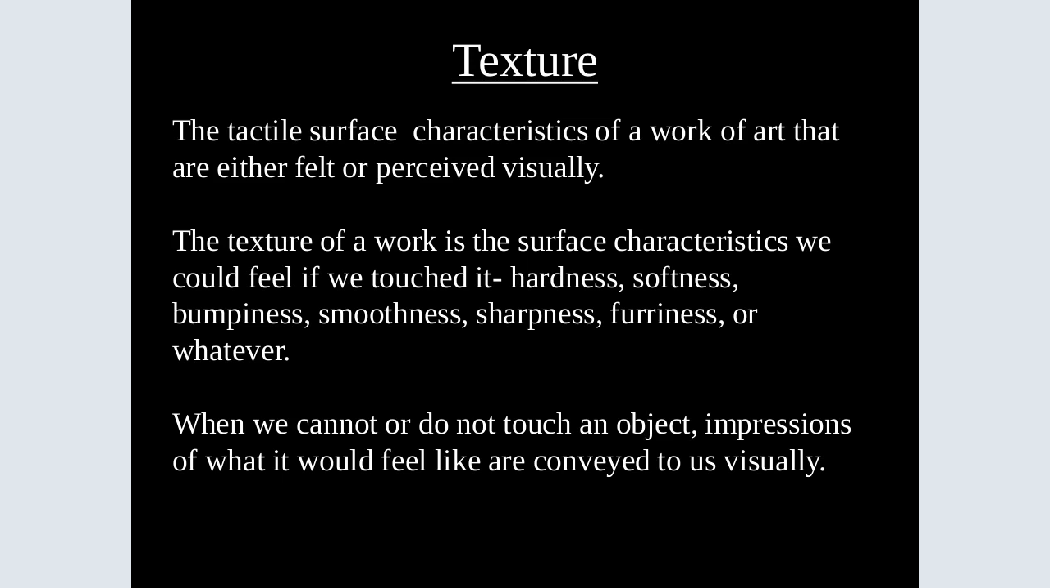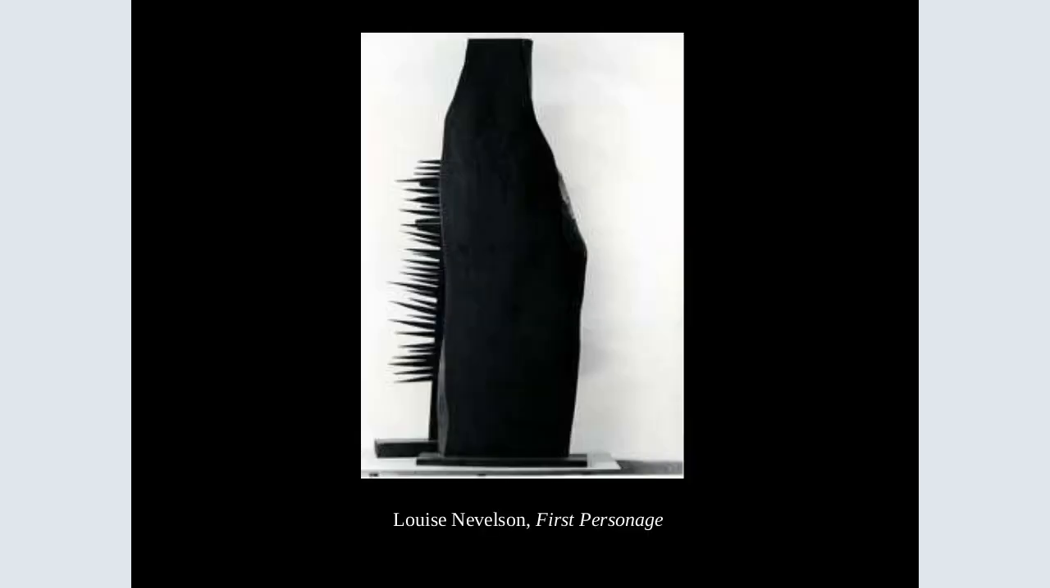When we cannot or do not touch an object, it's the impression of what it would feel like conveyed to us visually. So again, you don't necessarily have to be touching this piece to get a sense for what this texture might feel like. If you're going to take your hand and run it across a sharp piece of sandpaper, you're going to kind of know what that texture is going to feel like.